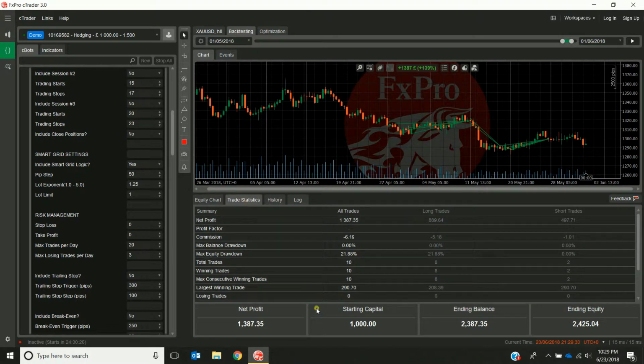Okay, so here's the breakdown of that run. In this case, we've got a net profit of £1,387.35 over this 1 month period on the setup of parameters that I showed earlier. That equates to 139% of my account over that 1 month period, which is shown here at the top as well. So it's nice and clear for you.